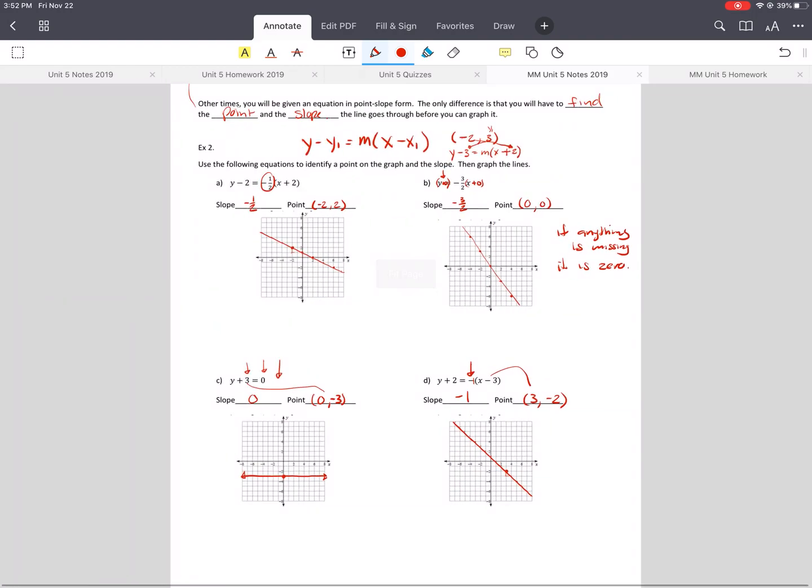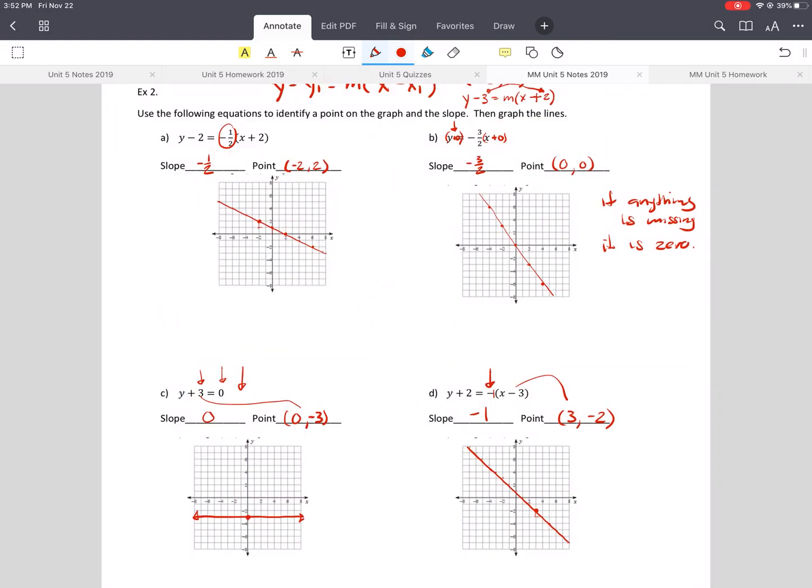So, really all we're doing is pulling out the points, changing their signs. Slope's pretty easy to find. And then we just plot the point. Again, we plot the point and use the slope.